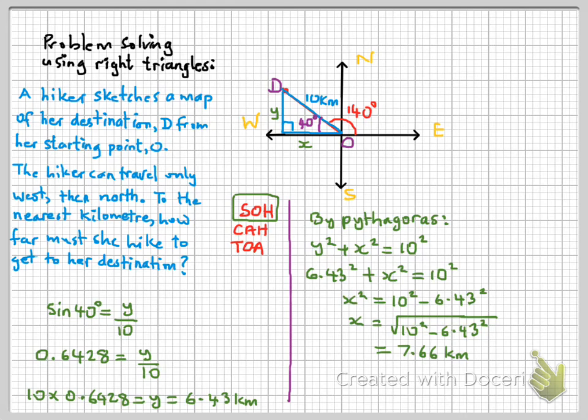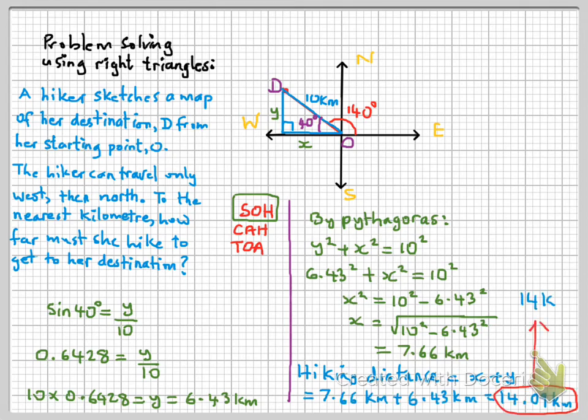Now to answer the question that was asked, which is, how far does she have to hike to get to her destination? We will simply need to add x to y. So x plus y is the distance she has to hike. And since we know x and y, we can just substitute. And if we add them together, our result will be 14 kilometers.